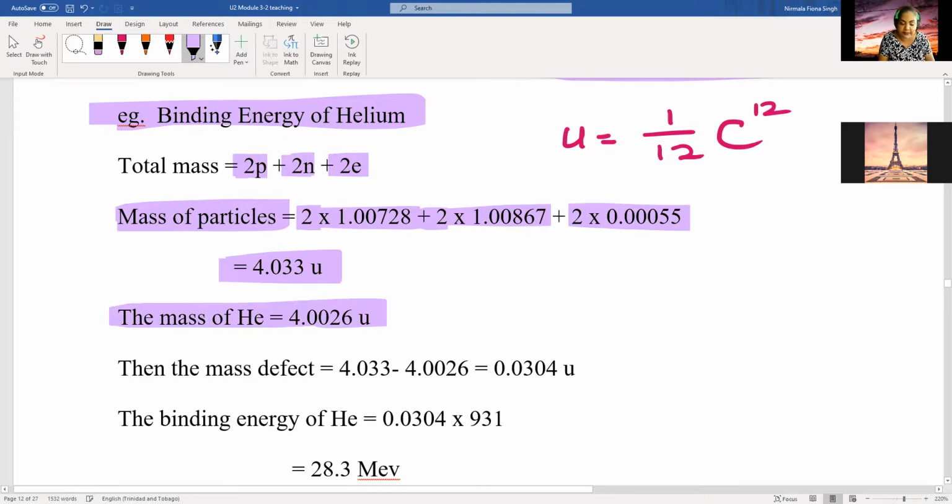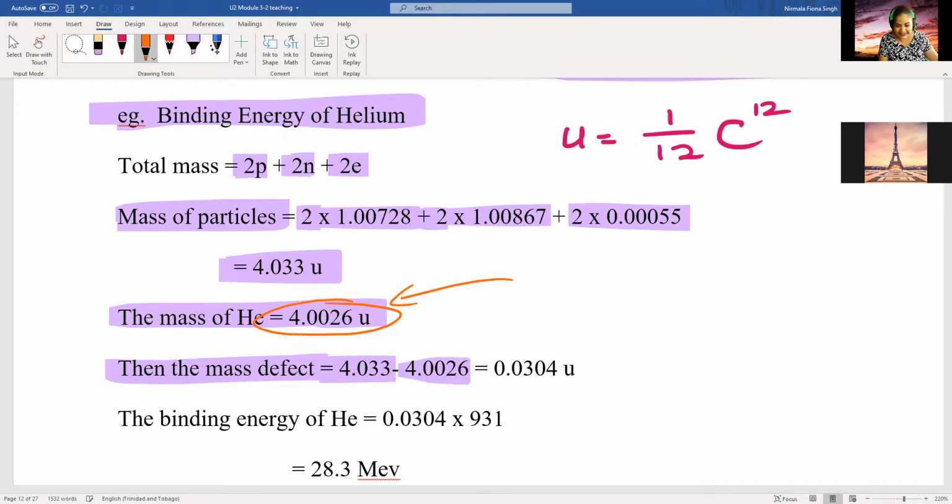So the mass of a helium atom will be 4.0026 unified atomic masses. Now if you wanted to get the mass defect, what you have to do is get the actual mass of your particles minus the mass of your helium. So this is written in your periodic tables. If you have ever looked at your periodic tables, you're going to see that they have these precise numbers written in them. Everybody ever notice that?